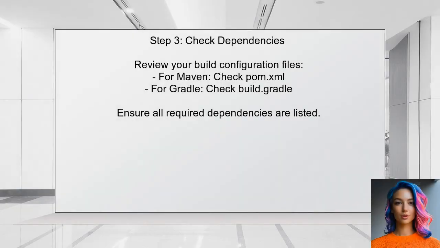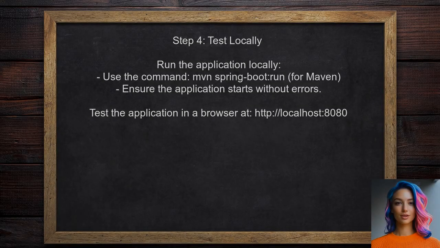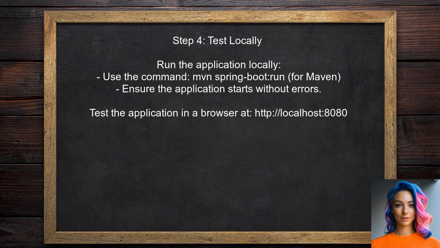The user should also confirm that all necessary dependencies are included in the project. Missing dependencies can lead to application crashes. They can check the build configuration files for any missing libraries. Finally, the user should test the application locally to ensure it runs without issues before deploying it to Heroku again. This can help identify any problems that may not be visible in the Heroku environment.